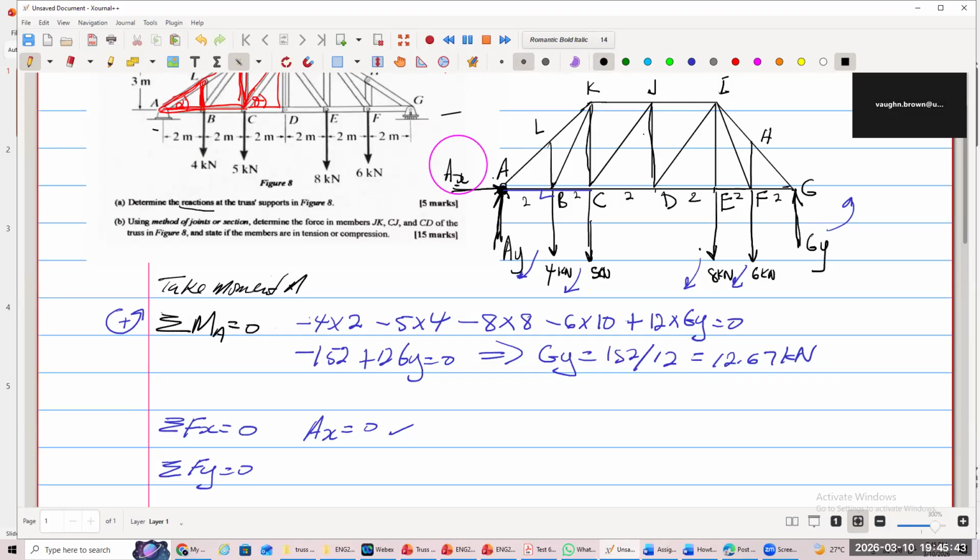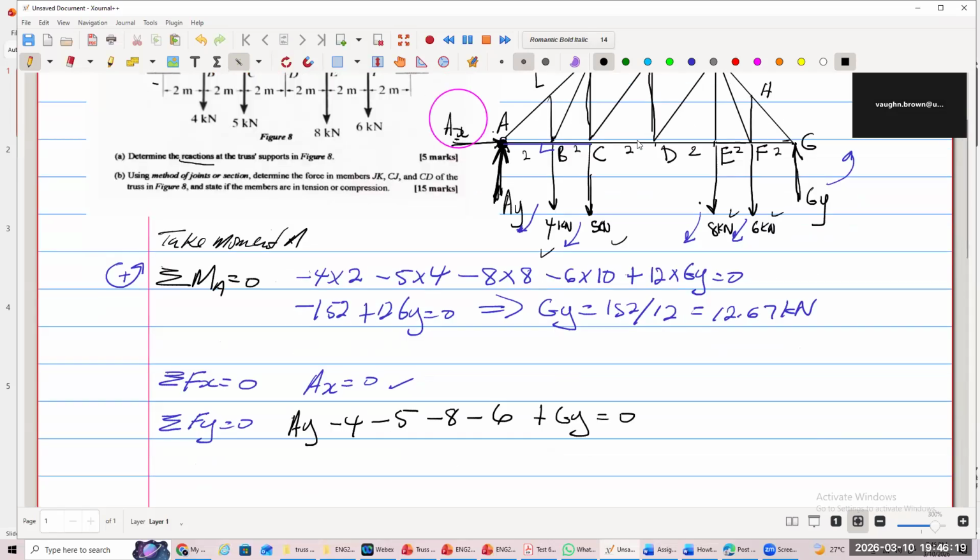All right, let's look at all of the forces that we have acting. So we have one now going up, this AY here. So AY is positive. And we have a minus 4 coming down, a minus 5 coming down, and we have two others, minus 8, minus 6. Everybody see them? And then we have another one going up. So it is plus GY equals 0. Who doesn't agree with that?